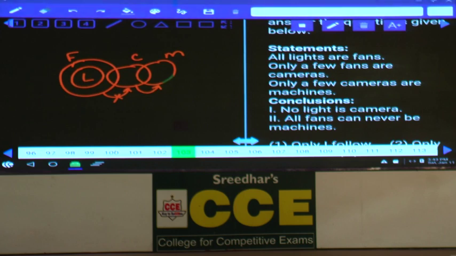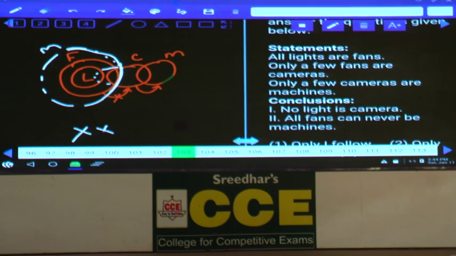Then first one: no light is a camera. As of now, no light is a camera is true. As of now, there is no intersection. Then false is a reason. Then first conclusion is false. Then second, all fans can never be machines. Fans and machines are one. Fans and machines, as we draw each other, then machines and cameras overlap, cameras overlap only to a certain extent. Is it possible or not? For me, it is possible. What I wanted was not possible and can never be. As it is not possible, his claim is wrong. Hence, neither one nor two. Hence, choice 4 is the answer.